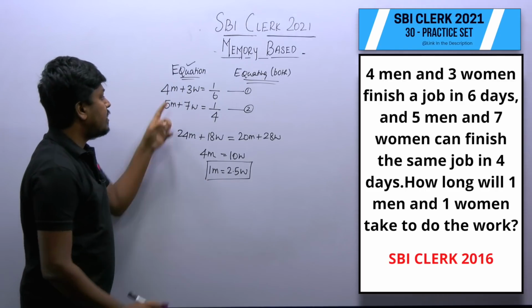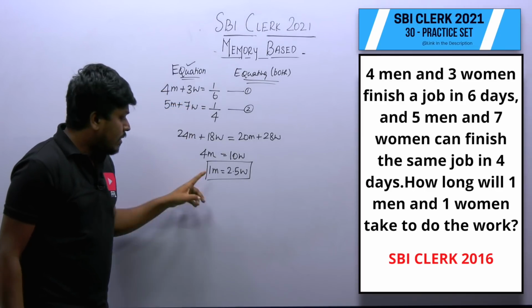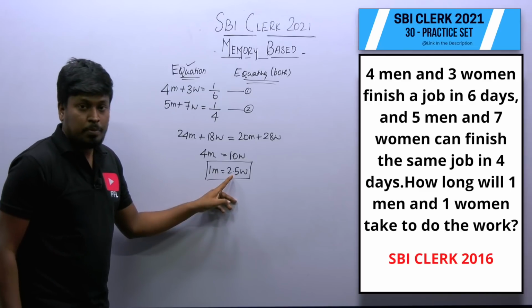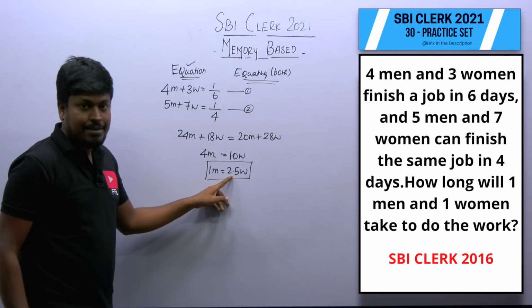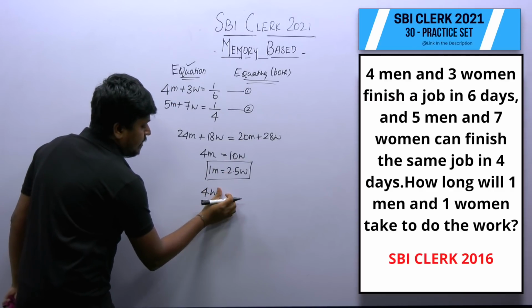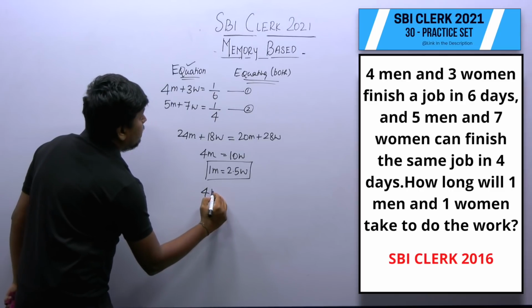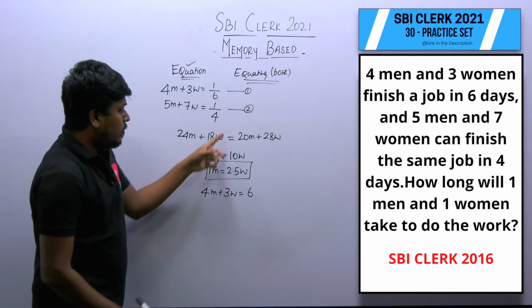And we already know that 4 men and 3 women can complete a piece of work in how many days? 1 man is equal to how many women? 2.5. Then 4 men is equal to 4 into 2.5 will be 10. So 10 women, just got the logic, friends. So what I am saying is 4 men and 3 women can complete a work in 6 days. And do you know how I wrote this?